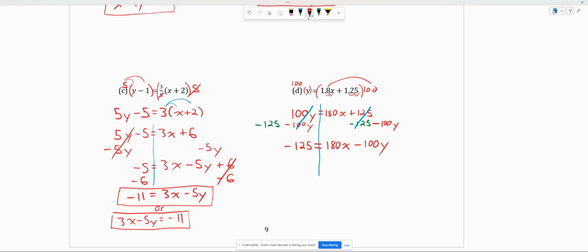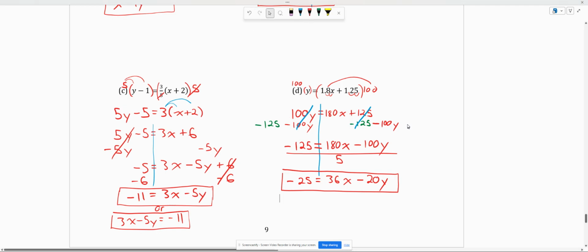We have a positive x term, except obviously these three can be divided by 5, so let's do that. They can be reduced. And when we divide it by 5, we're going to get negative 25. 180 divided by 5 is 36x, and 100 divided by 5 is 20y. Again, take one last look. Can I reduce it any further? And the answer is no. There is no common divisor of 25, 36, and 20, so we know we have it in standard form.